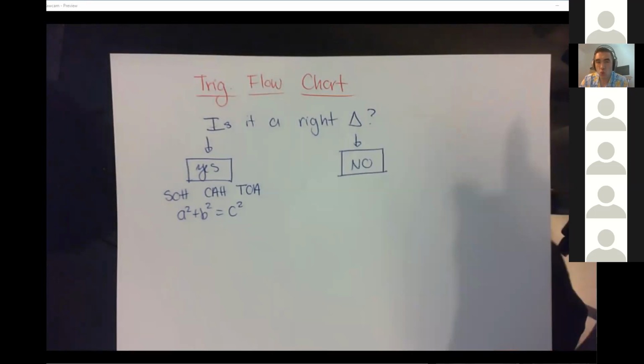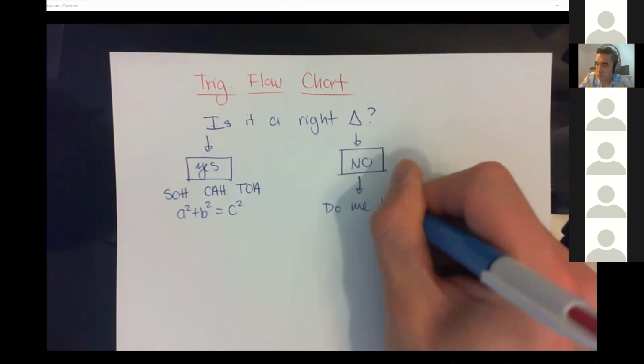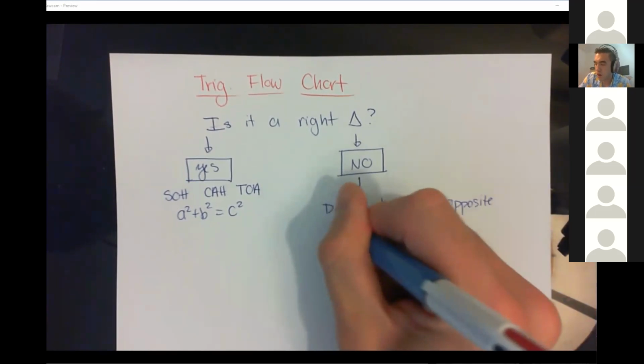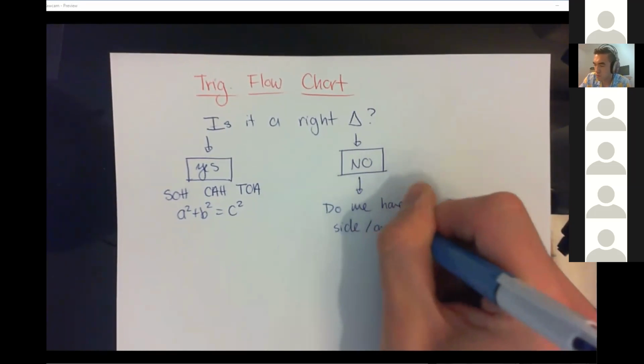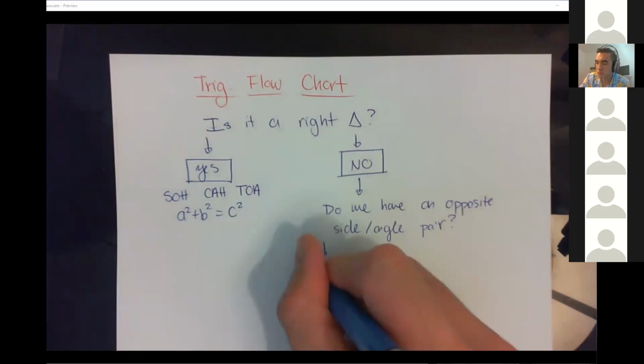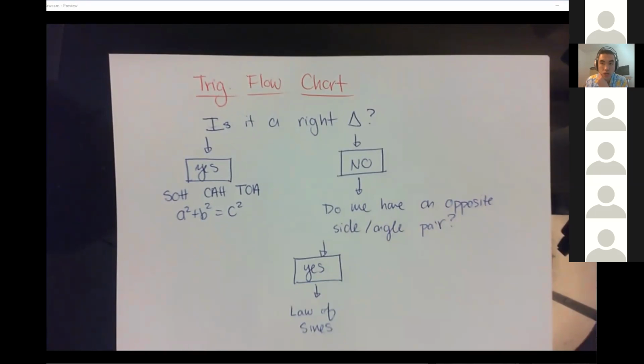So if the answer to this is no, we then need to ask ourselves, do we have an opposite side and angle pairing? If the answer to this question is yes, then we get to use the law of sines, which I assert is pretty easy to use. It's one step more complicated than regular old SOHCAHTOA, but it's doable. You say sine of an angle divided by a length is equal to sine of an angle divided by a length, and you cross multiply to get the piece in there that you want.